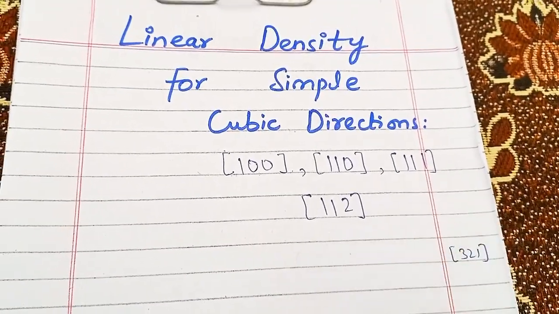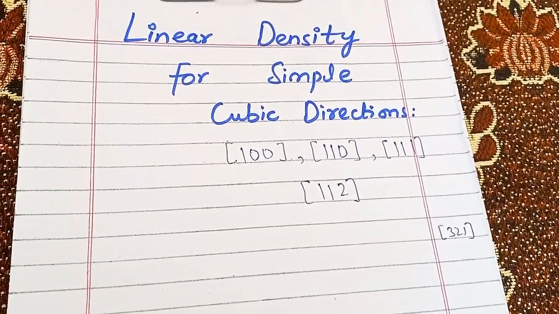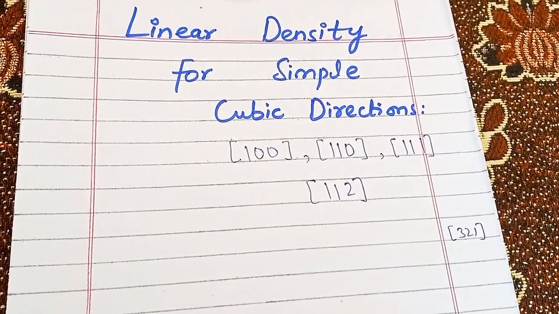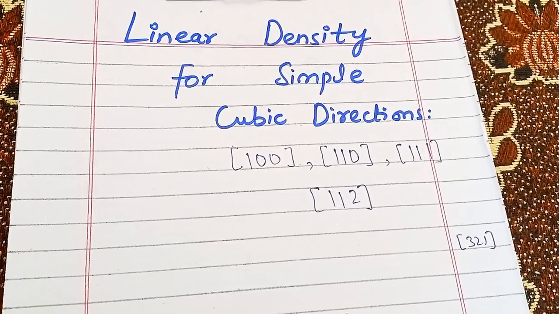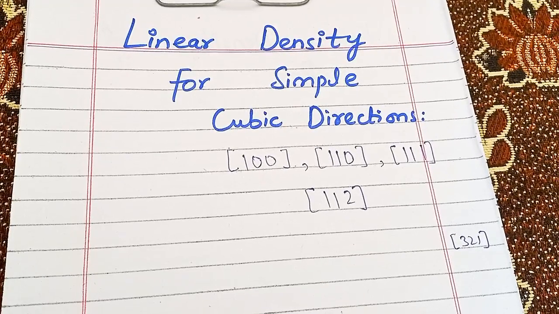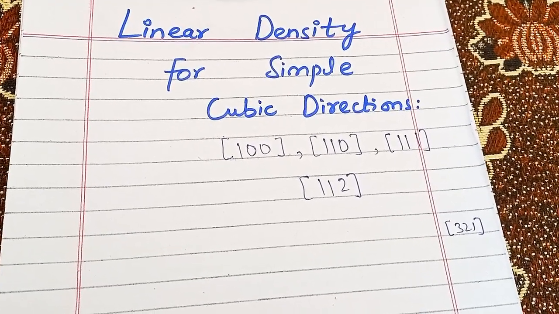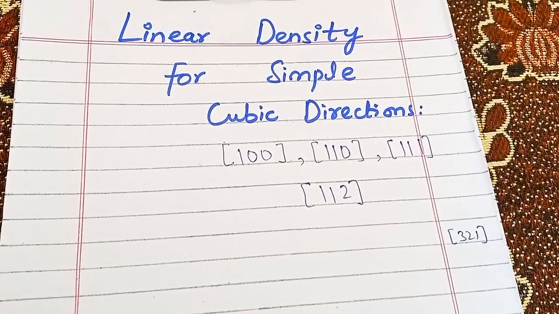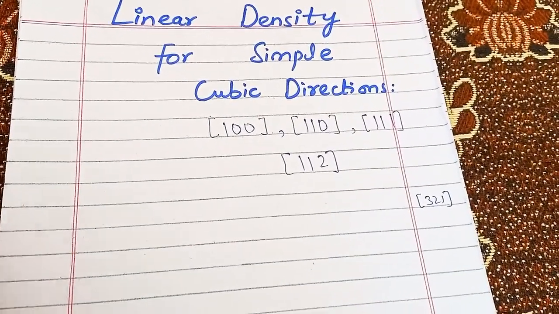So let's quickly get started with our video. First of all, we should know the formula that we are gonna use to calculate the linear density, and this formula is general and can be used for any kind of cube you are considering. For example, whether it is simple cubic, body centered cubic, or FCC, face centered cubic, or other unit cells like hexagonal, tetragonal, whatever it is. This formula is general and is applicable for all kind of cases.